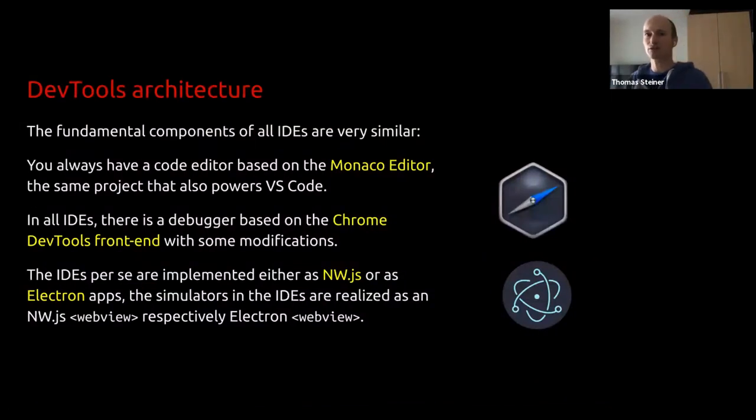The architecture of all these DevTools is fundamentally the same. You've seen it. They're, as far as I could reverse engineer, all based on the Monaco editor, which is also the editor that powers VS Code internally. And in all the IDEs, there's a debugger built in, which is based on the Chrome DevTools front end with some modifications. I'll talk about those in a couple of minutes as well. And the IDEs per se are implemented either as NWJS or as Electron apps. And the simulators or emulators in these IDEs are then implemented as web views for either Electron or NWJS.